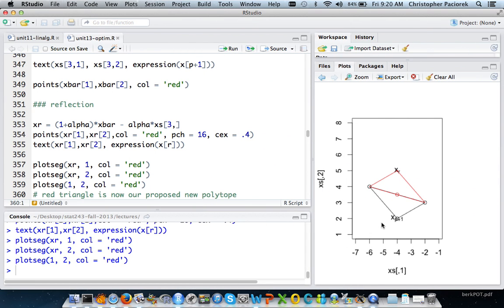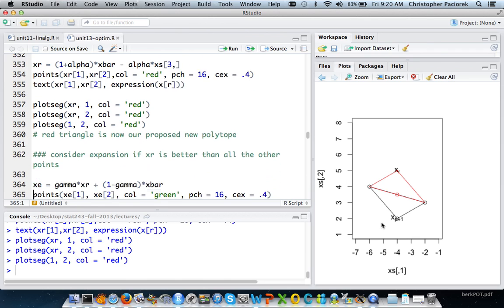Okay, so if this is better than this, but not better than all of these, then I just stick with the red triangle, and then I go back to stage 1 and repeat the iterations. If this is the best point, well, what does that suggest? That suggests that moving in this direction is a good idea, and maybe I want to move even further in that direction. Okay? So the next step is to do a potential expansion of my triangle.